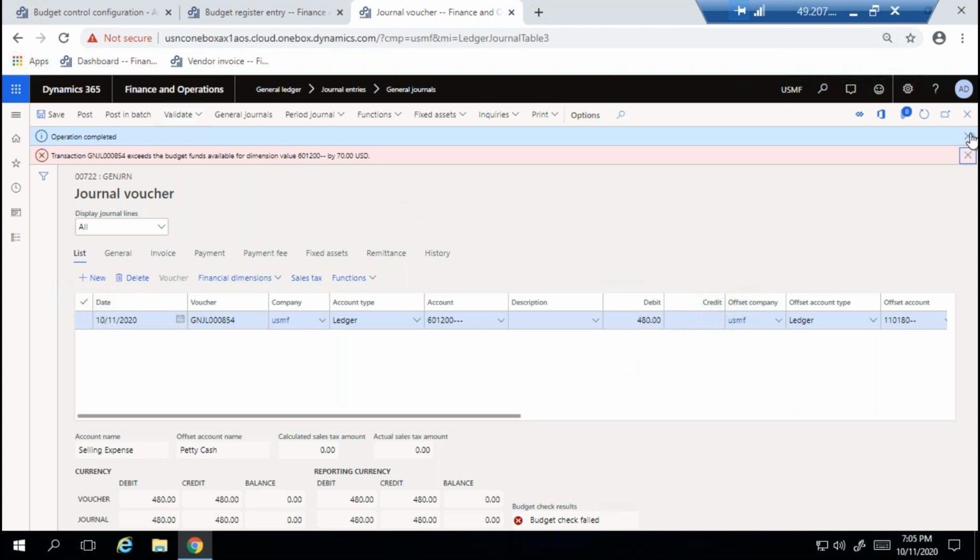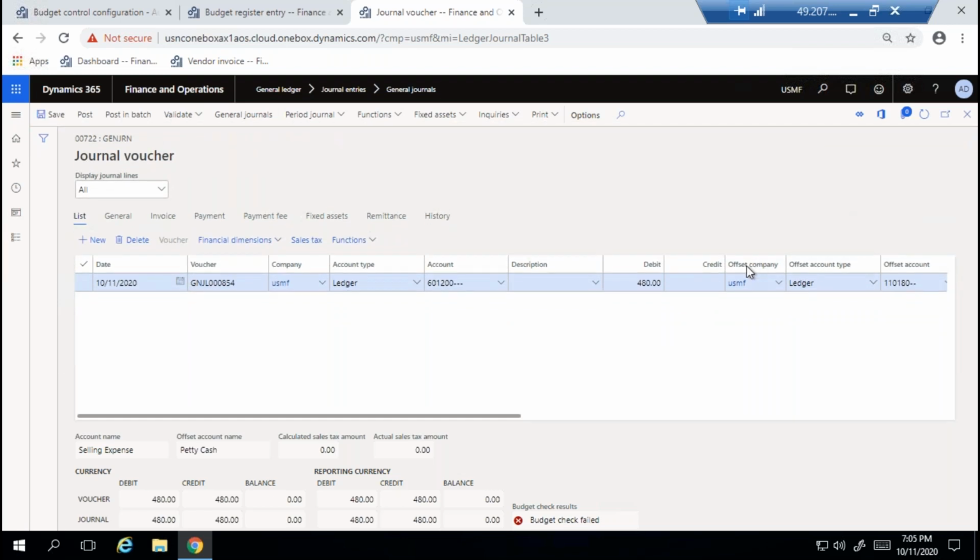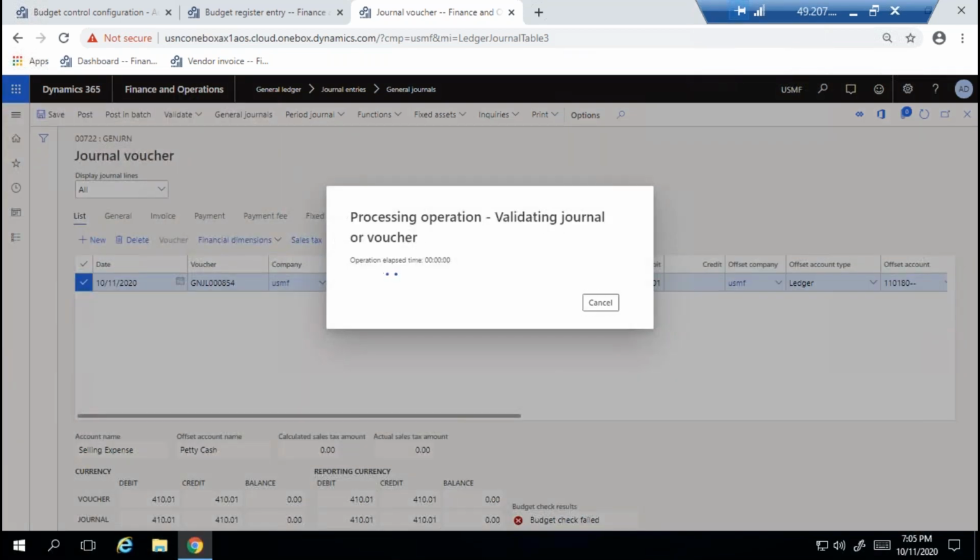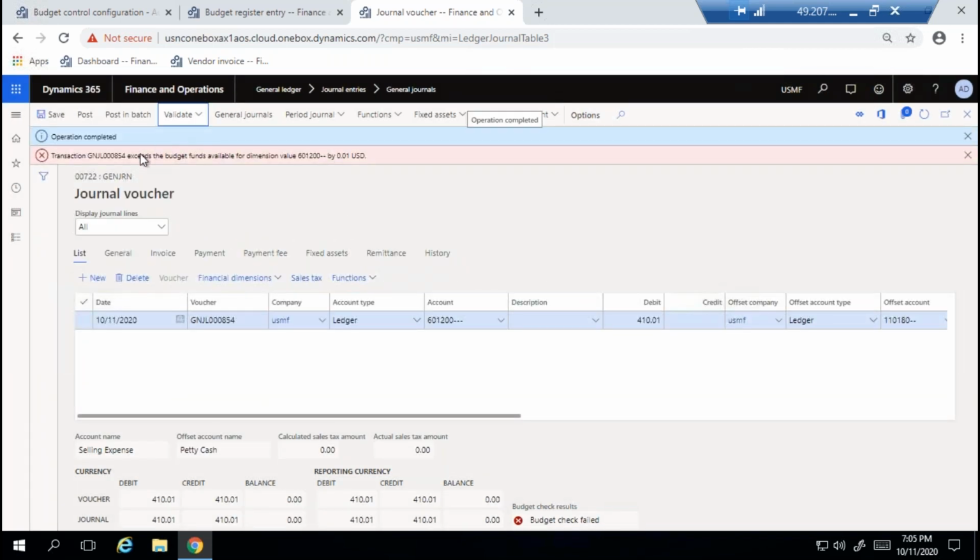Suppose, look at this one, I have entered 410.01. 0.01 is nothing, am I right? 0.01, a very small, minute value. Now I am trying to validate. What is the error message I am getting? I may get, you have exceeded the amount by 0.01. Even 0.01 will not be allowed. Getting my point? It will not allow even 0.01 paisa.